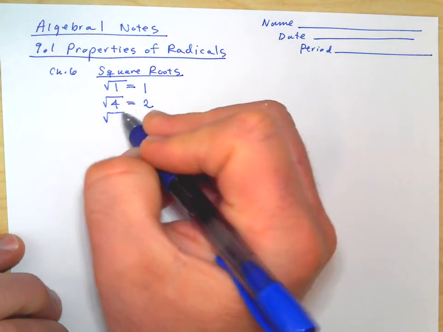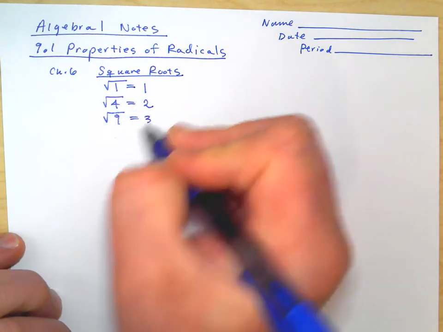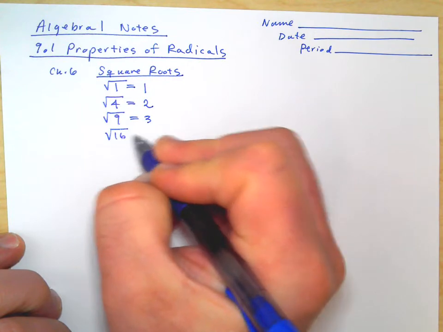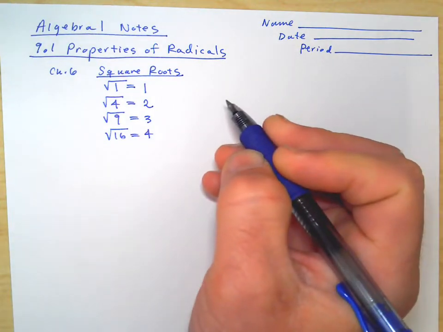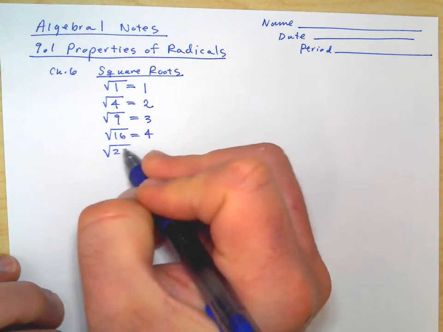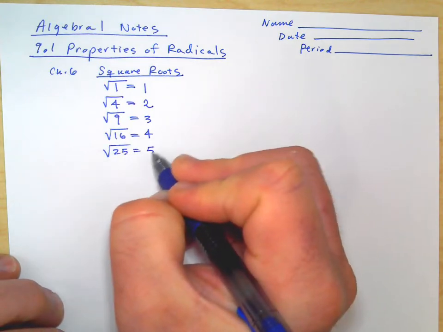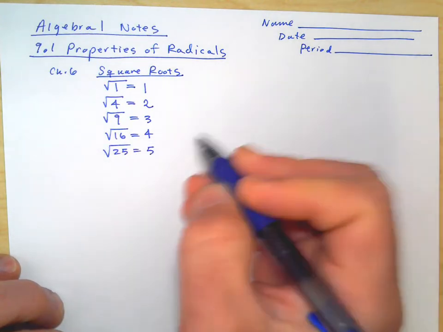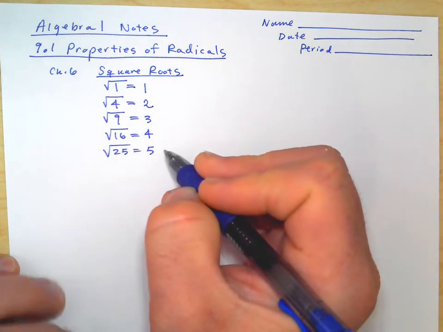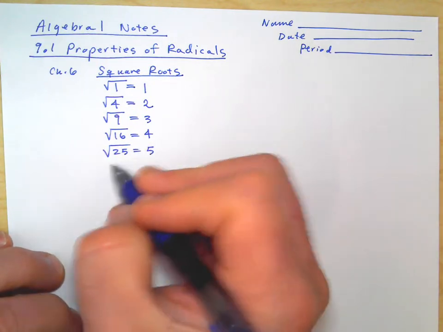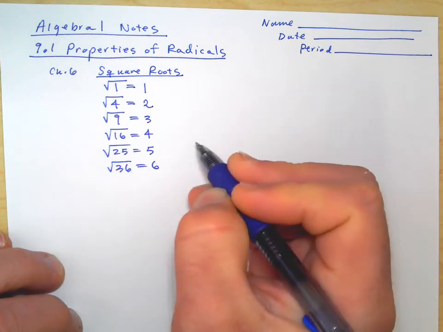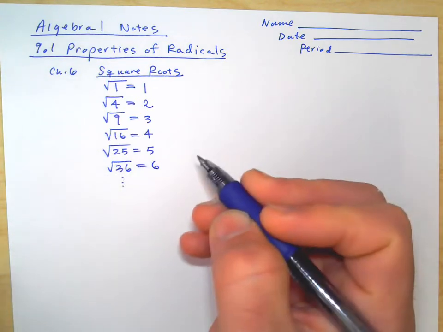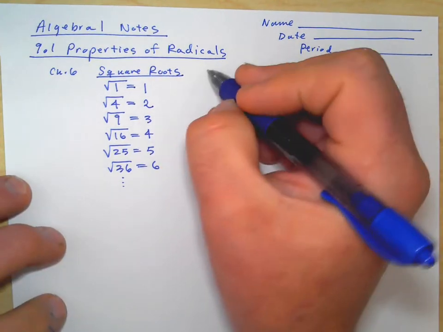Square root of 9 is 3. Square root of 16, 4 times 4 is 16. Square root of 25 is 5. 5 squared gives you 25, so the square root is 5. So the square root's like undoing the squared. 36, 6 squared, square root is 6. And we can keep going, but we'll just stop there for right now.